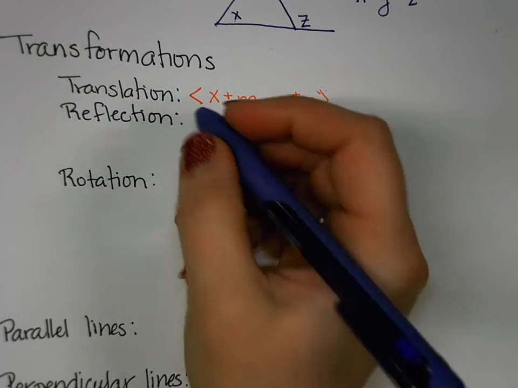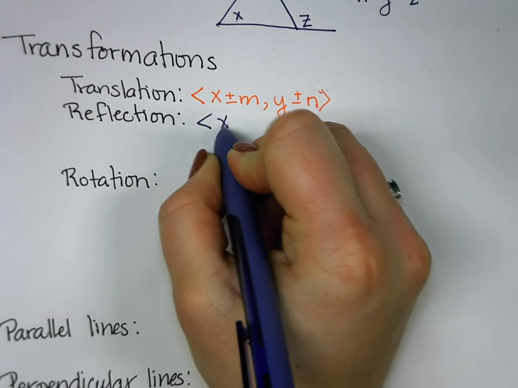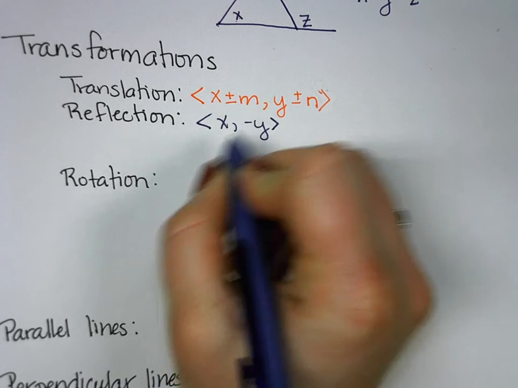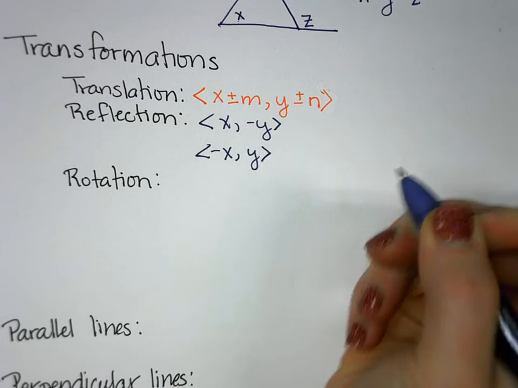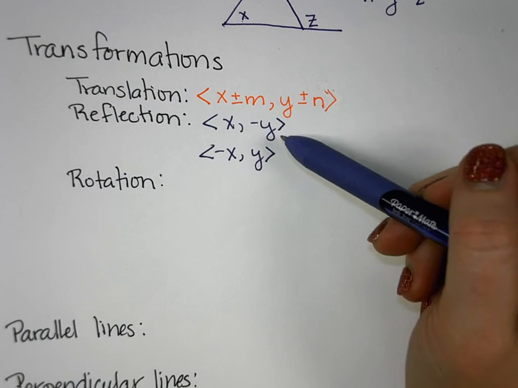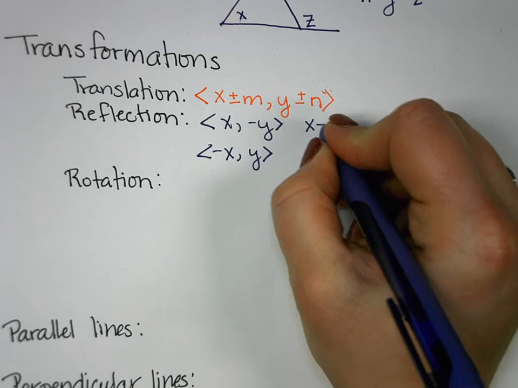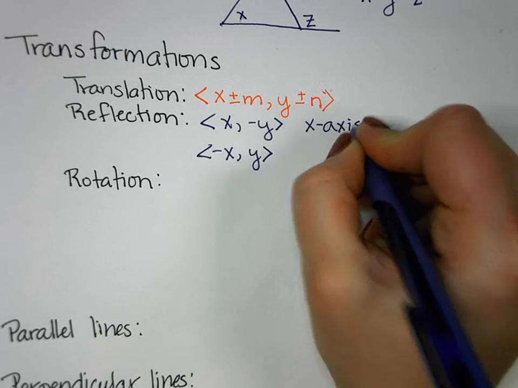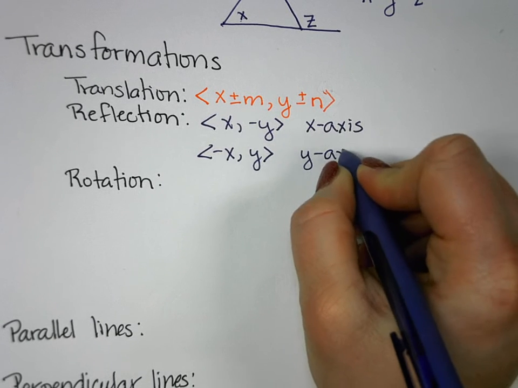We also had reflections. We have x comma negative y and negative x comma y. So this first one, when we just switch the y value, that's a reflection about the x-axis. When we switch the x value, that's a reflection about the y-axis.